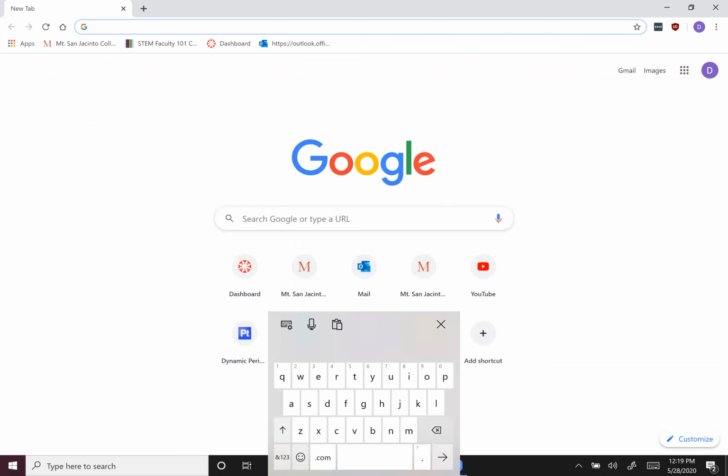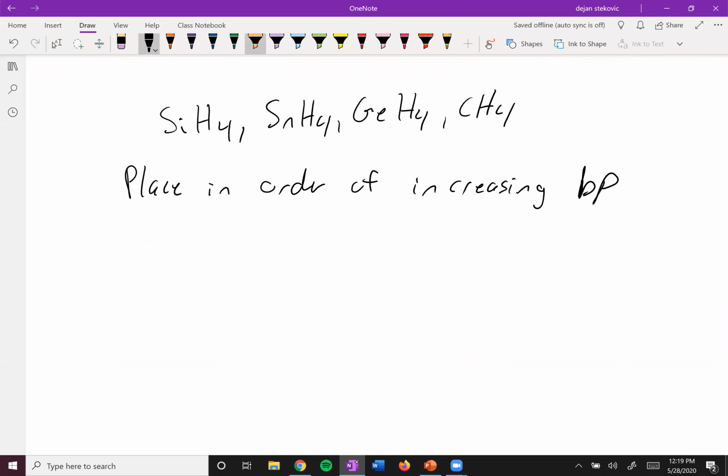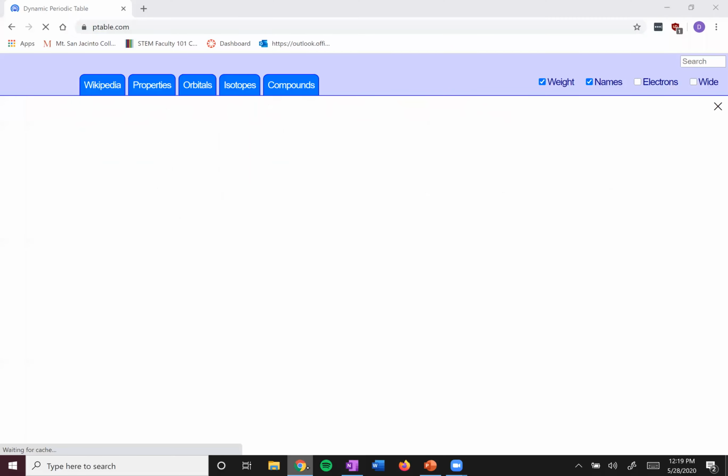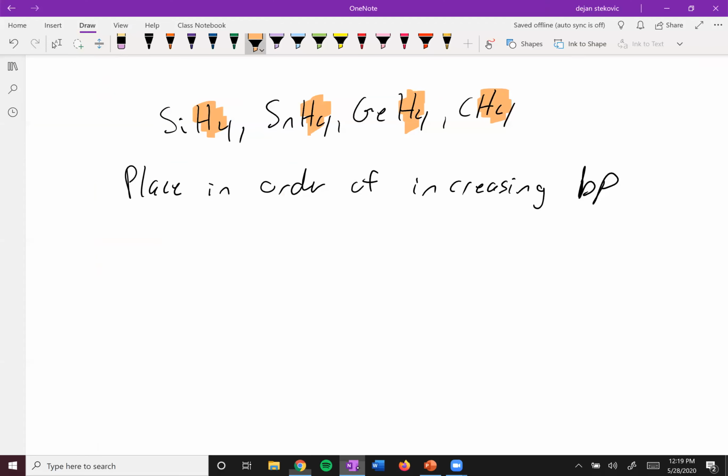All right, so hopefully you paused the video and figured this out. Let's check your knowledge. If we take a look, the hydrogen part is all the same. So really what we're looking at is the difference between silicon, tin, germanium, and carbon. They're all in the same group. Here's carbon, silicon, germanium, and tin. And as we just learned, when we go down the periodic table, we get bigger. And as we get bigger, we get more London dispersion forces, stronger intermolecular forces, higher boiling points and melting points.